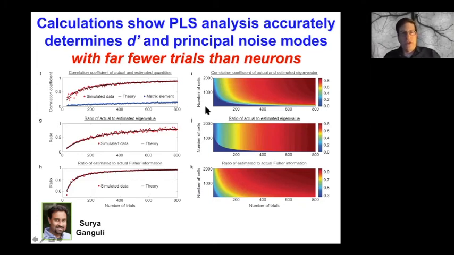And so these different plots show you the correlation between the actual and estimated quantities in a simulated model. And this general fact about the accuracy of our estimates held true for the eigenvalues of the noise covariance matrix, the estimated Fisher information, and were not true if we tried to estimate the individual matrix elements of the noise covariance matrix, as I had discussed earlier. And so this was a key piece of theory and simulation underpinning our approach.